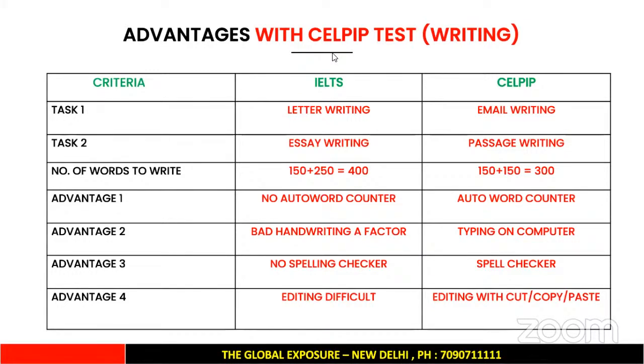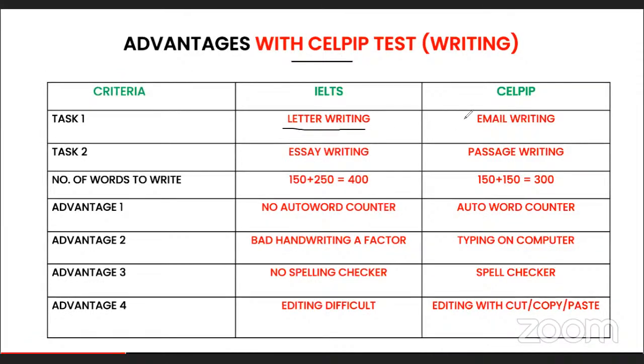I also know that you have to do letter writing in the first part of IELTS, and in CELPIP, you have to do email writing in the first part. So there are no such differences between letter writing and email writing. Why? Because emails are an additional form of letters only, right?